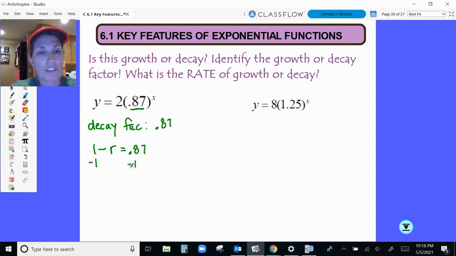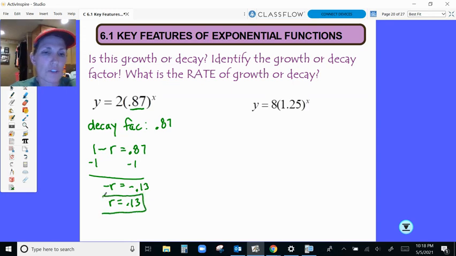So I'm going to subtract 1 from each side here. I get negative r equals, what is that? Negative 0.13, which means r equals 0.13. So that was my rate, which is 13%, right? So 13% decay rate. Now, some of you guys might be able to figure this out. Usually this number here and this number here adds up to 100. So whatever this is, you just subtract it from 100, and that will give you your rate, okay? So that's why this basically represents 100, that 1 does. And so that's all you have to do with that one.